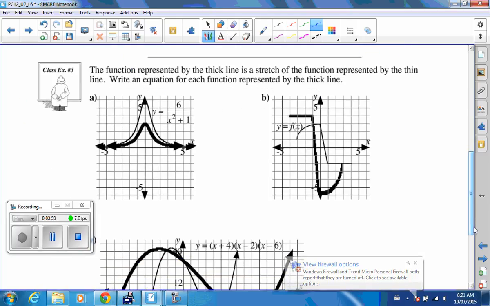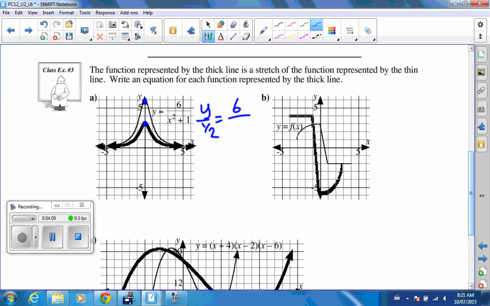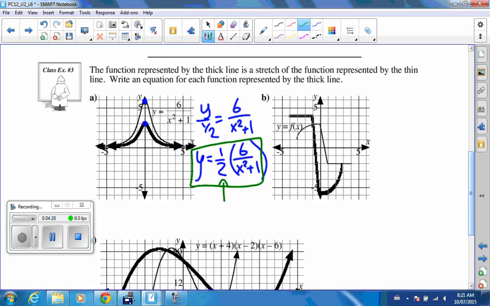Here I'm just looking at what happened. It didn't change horizontally, it did change vertically from 6 to 3, so this is going to be y over 1/2 equals 6x squared plus 1. I could multiply that to the other side if I really wanted to. And that's the thing about the y. You can either write it in replacement notation or mapping notation. But again, if you do it like this, you've got your mixed notations. I've got mapping and then replacement. And that's kind of ugly. It's better to, I think, personally do it in replacement notation.